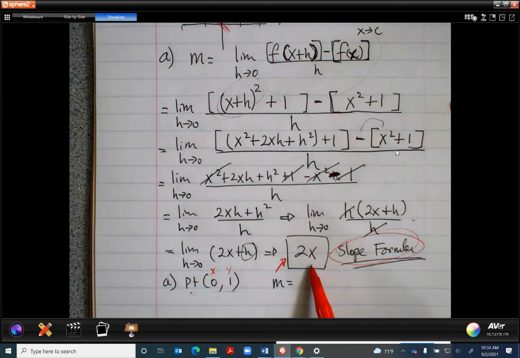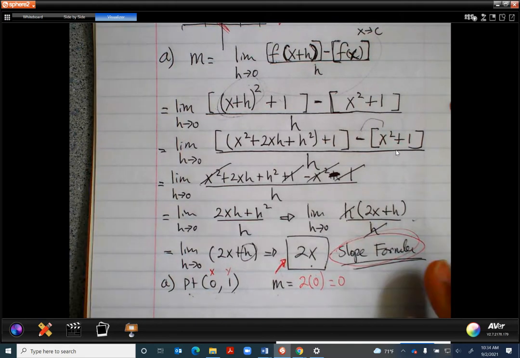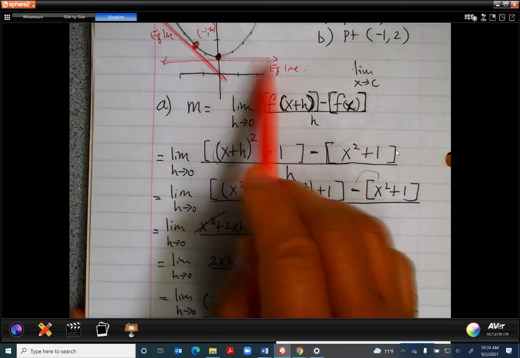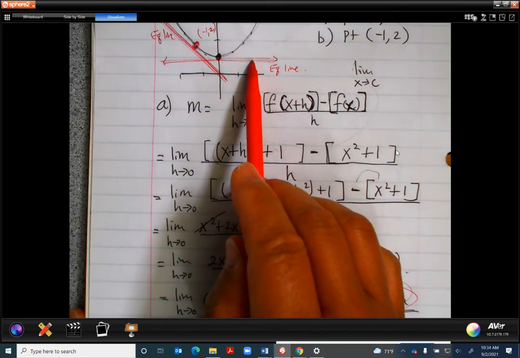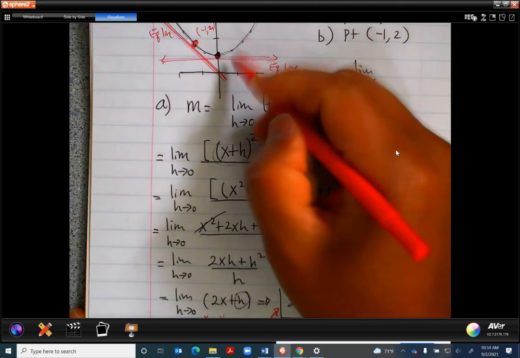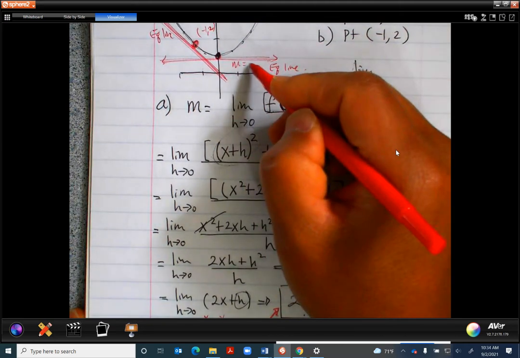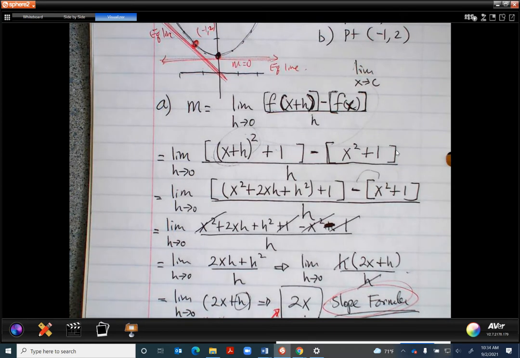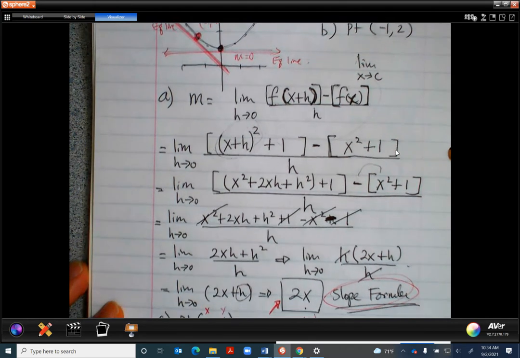And we need to plug in what number into this slope formula? 0. So this is 2 times 0, which means your slope is 0. But that kind of makes sense from the graph. Do you remember the graph on the top? Do you see this line? It looks like you have a slope of 0. Did you know that a horizontal line has a slope of 0? If you didn't know, it is, okay? Alright, slope of 0, horizontal line.